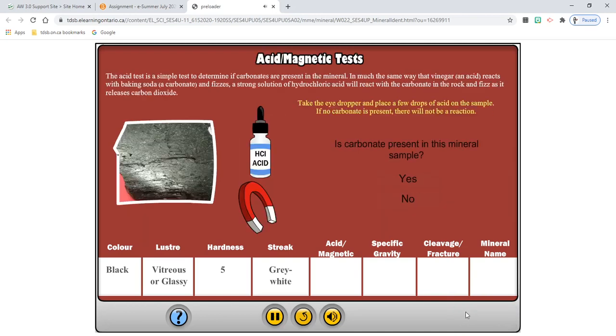Acid and magnetic tests. The acid test is a simple test to determine if carbonates are present in the mineral, in much the same way that vinegar, an acid, reacts with baking soda, a carbonate, and fizzes. A strong solution of hydrochloric acid will react with the carbonate in the rock and fizz as it releases carbon dioxide. Take the eyedropper and place a few drops of acid on the sample. If no carbonate is present, there will not be a reaction. Is carbonate present in this? Click on the answer to record your results.